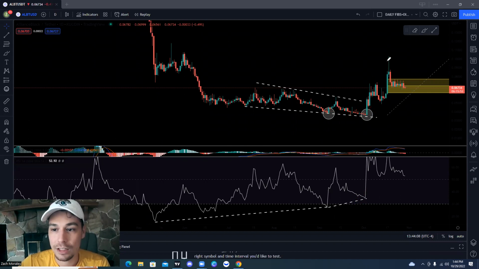And again, we're just looking to see if we can retrace and continue heading higher. If we break that 0.06 level, then most likely we're going to come back down and possibly retest some of the most recent lows. So that's it for the video.